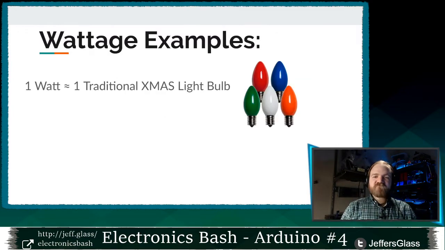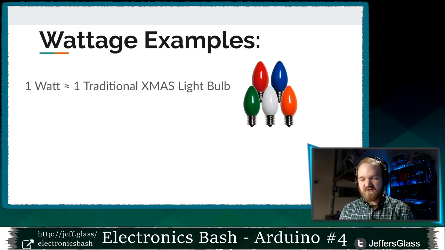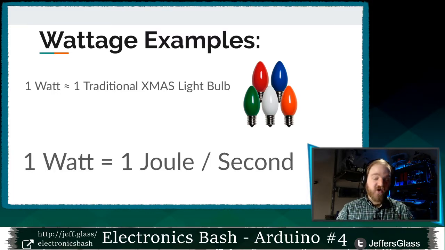All right, so just to give you the first intuitive examples of units that we've looked at tonight, a watt of energy is about as much as a traditional Christmas light bulb, one of these old C9 bulb style that you might have seen on your Christmas tree or your grandparents' Christmas tree. That releases about a watt of energy.